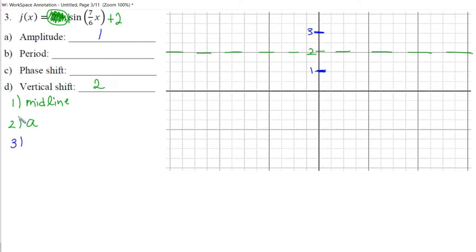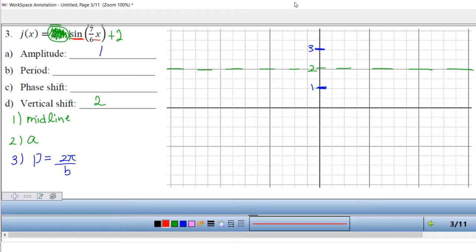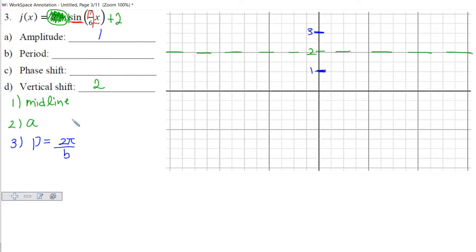The third thing that we usually do is our period, which is 2 pi over b. Our b, in every case, is in between sine, or the function, and the x, so that's my b right there. 7 over 6 is my b. So let's plug that in here. It'll be 2 pi all over my b, which is 7 over 6. The way that we'll work on this is keep, change, flip. We keep the top one, change the sign to multiply, and flip this one, which gives you 6 over 7.